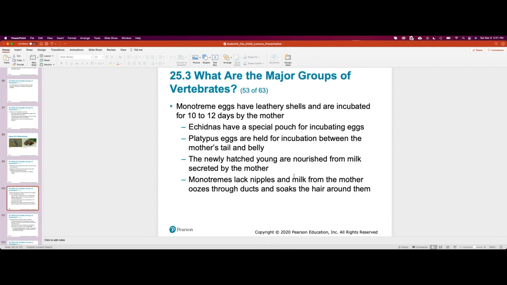Monotremes lack nipples, however, they still produce milk, but it comes through ducts. And I would say that's probably a little bit less efficient than the nipple design.